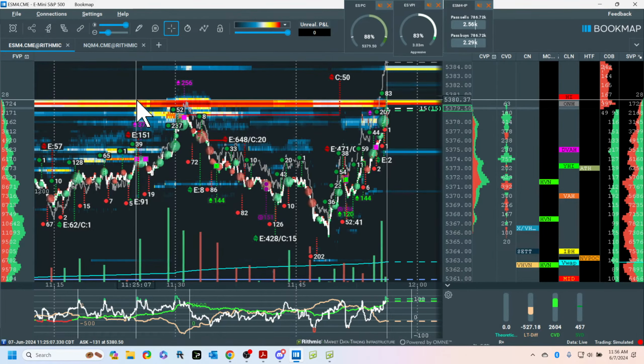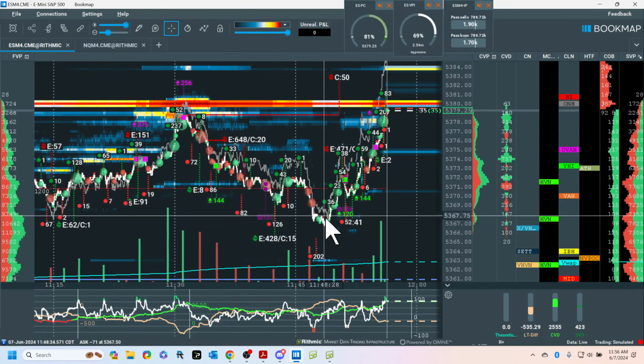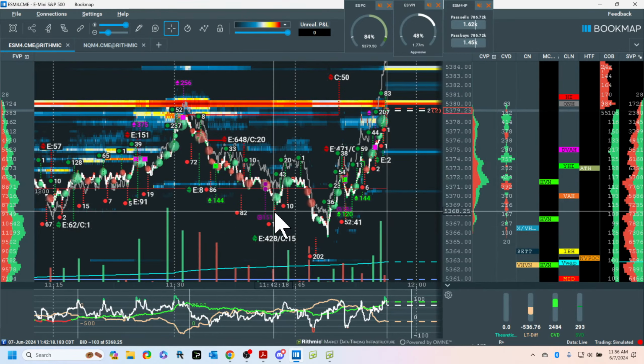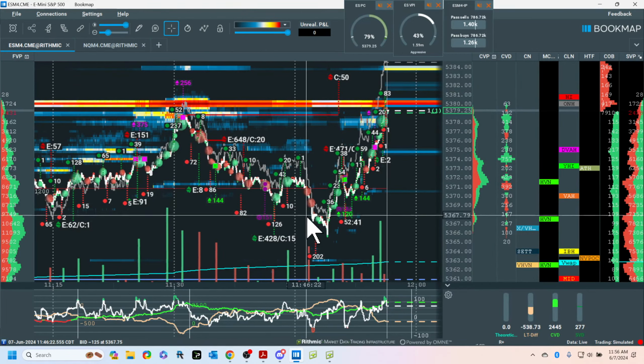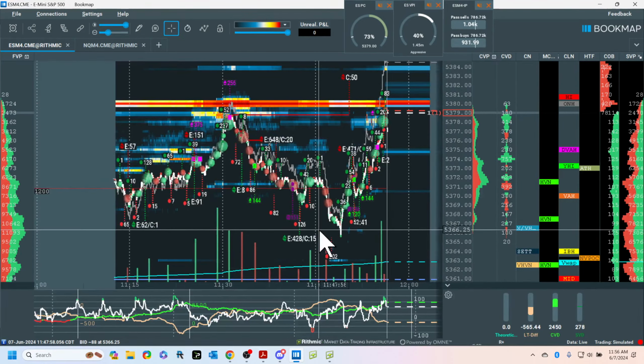Do you see why this is advanced? It is a short for an advanced trader, but it's not a short anybody should take unless you can manage it. So this is counter trend, you see. Now, do we have a long here? Let me look.